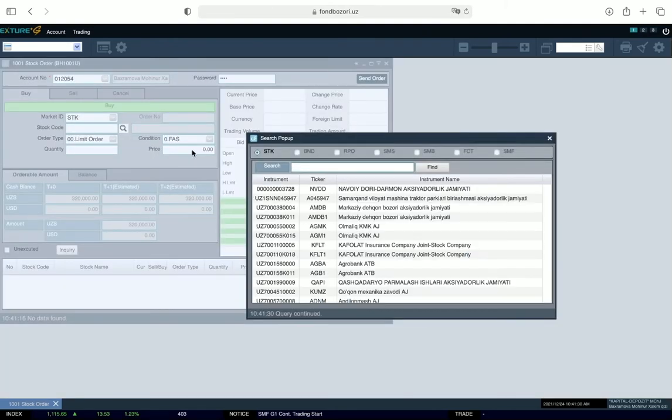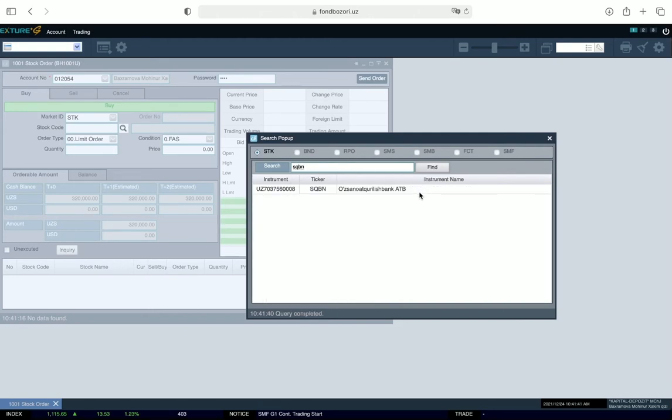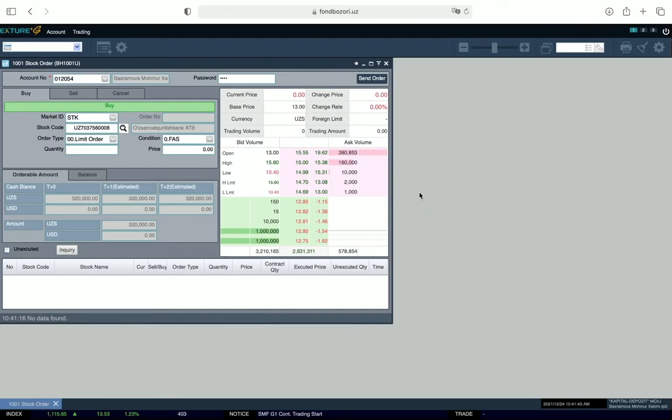Select Buy, click on Search button and enter either a ticker, which is the short name of the stock, or the stock code. Click on Find and double click on the stock. Here we see 2 glasses. The green one is the buyers and the red one is the sellers.